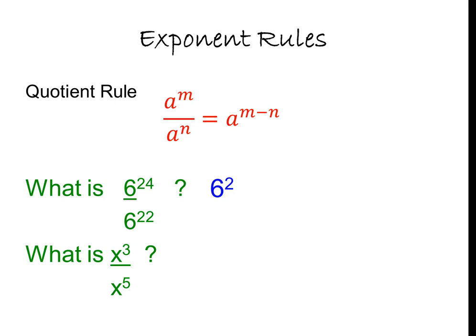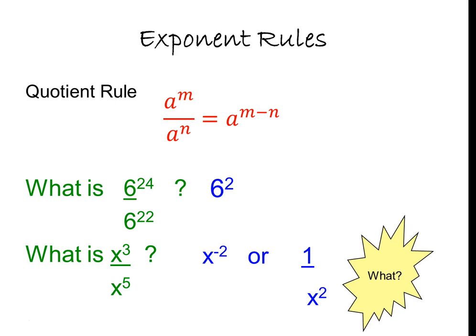3 minus 5 is x to the negative 2. 3 minus 5 is negative 2. But x to the negative 2 really means 1 over x squared. What? Well, let's reason this out.